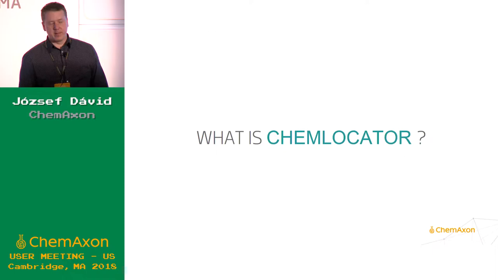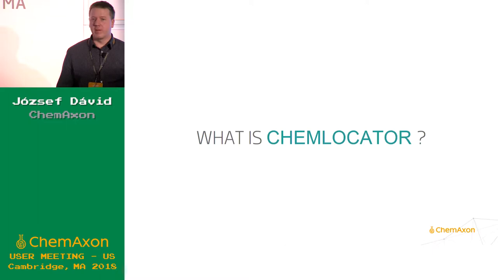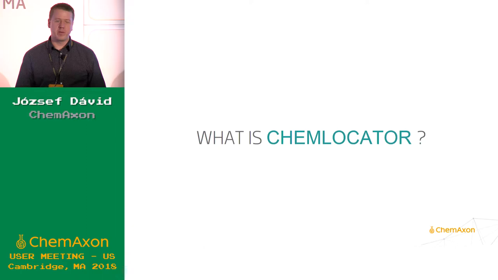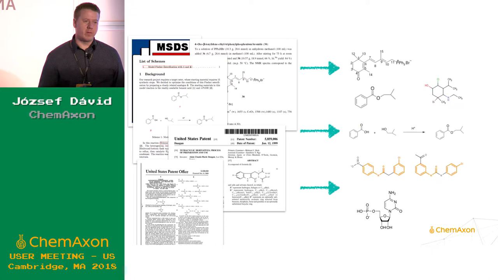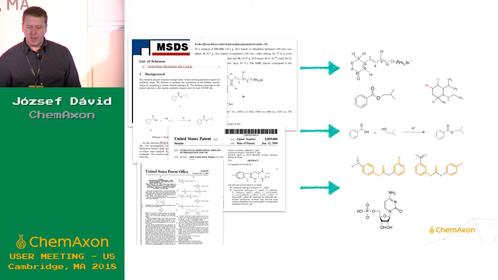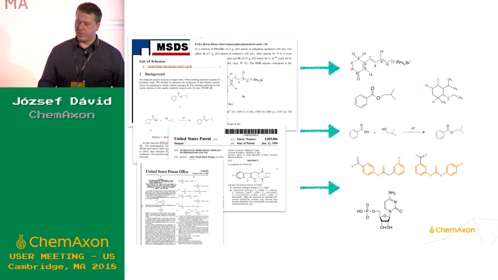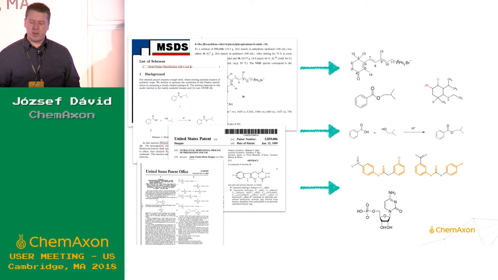So I try to be quick. The first question is, what is ChemLocator at all? Probably a few of you have already heard of it, but many of you are not familiar with it. The concept is very, very easy. It's simple. It just extracts chemistry from documents. What kind of documents are we dealing with? We support a wide variety of documents. I don't really have the time and the space here to list all of them. However, I will have a slide later with a few examples.